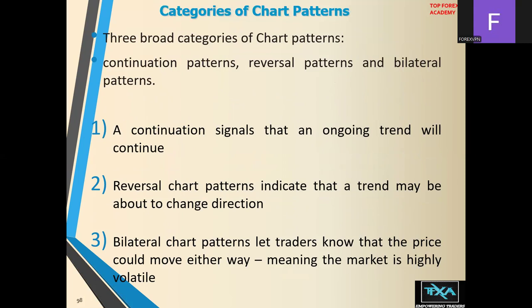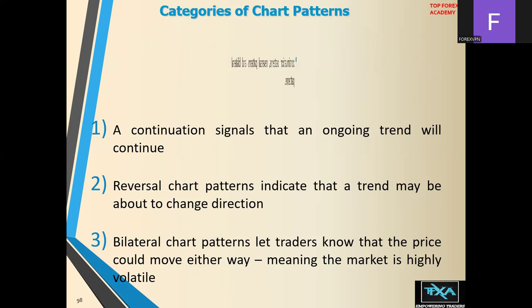Three broad categories of chart patterns are continuation patterns, reversal patterns, and bilateral patterns. The continuation signals an ongoing trend will continue, as the name implies, while reversal chart patterns indicate that a trend may be about to change direction. Bilateral chart patterns let traders know that the price could move either way, meaning the market is highly volatile.